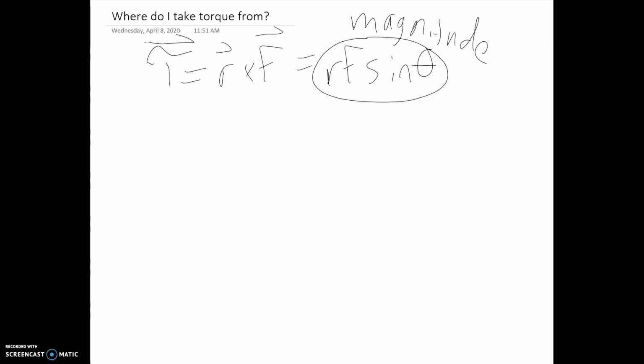So the trick is, where do you take the torque from? What is the pivot point? And that's actually something that you get to decide in some problems, the point of pivot. We're going to look at those. So okay, you choose a convenient point.